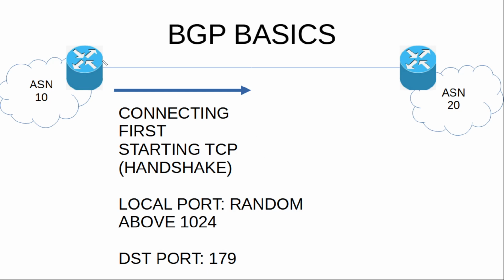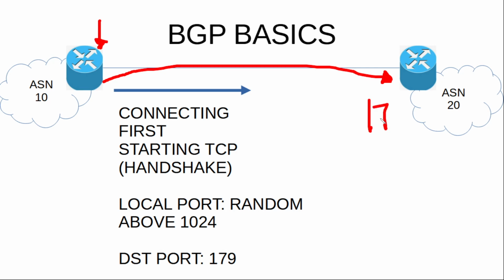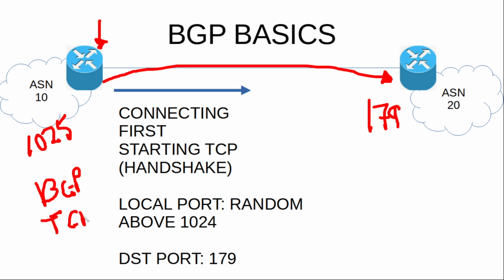In this case, this device here wakes up first. So given it is waking up first, it is going to try to establish a TCP connection with this other device using the remote device's port 179. The local port here will be a random number above 1023, for instance 1025. This happens because BGP works over a TCP connection between two devices. So TCP has to come up first.